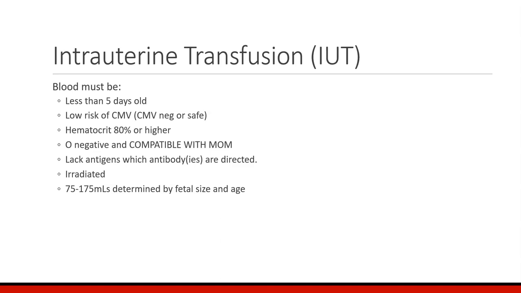It must be irradiated, and we're going to do about 75 to 175 mLs, and that's determined by the fetal size and age. This is a doctor determination. I've prepared many units for intrauterine transfusions, and again, it's all on the doctor. They will tell you what the hematocrit will be. They will tell you what the volume will be.